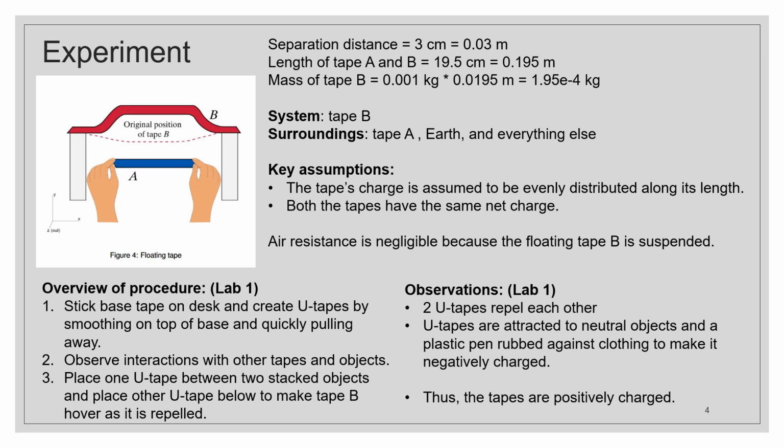The key assumptions of this lab are that the tape's charge is assumed to be evenly distributed along its length and that both the tapes have the same net charge. The air resistance key assumption is not key to this experiment because the floating tape B is suspended. The overview of the procedure and observations from Lab 1 are provided here for completeness. We know from the previous experiment that the charged tapes are positively charged.